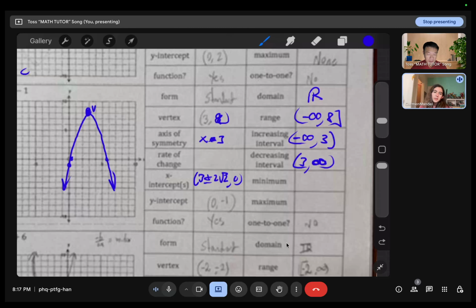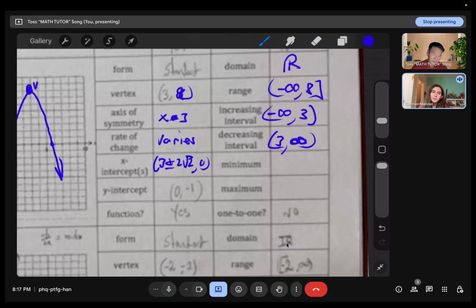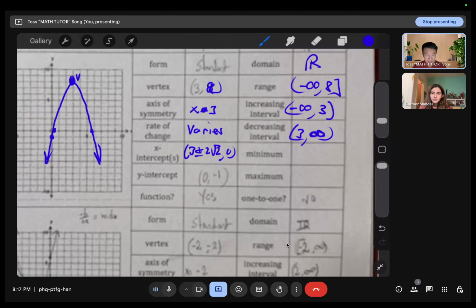It varies. Yes, it varies, because it's not a straight line. Is it varied or varies? It doesn't matter. As long as it's not a specific number, they're not going to care. Okay. Now, max and min.